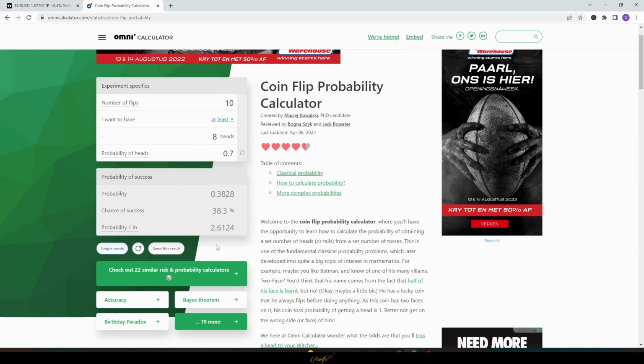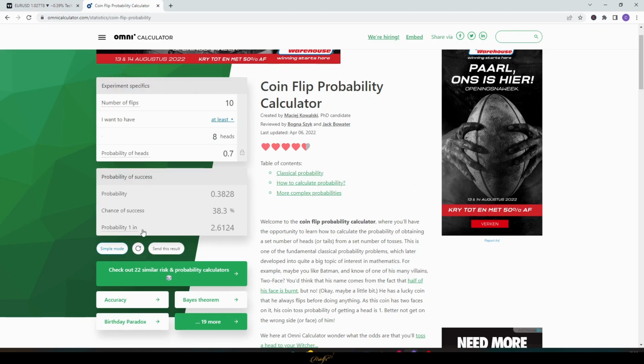So let's calculate that, and we see the chance of success is 40%, meaning if your strategy only has a 30% win rate, right off the bat you have a 40% chance of failing your funding challenge due to simple probability. Does that make sense? Now we see the probability is 1 in 2.6. It's going to happen once in 2.6 of these 10 trade periods.